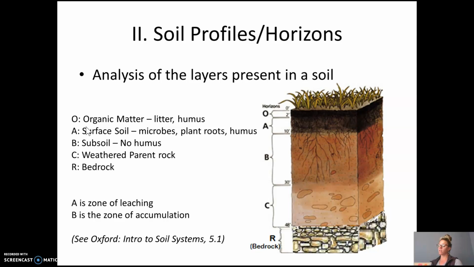Now, our A horizon is our zone of leaching, where water is moving through and leaching out or taking out our dissolved minerals and our atoms, really, our dissolved atoms. And then B is where we have accumulation happening. And we're going to see that on the next slide here.